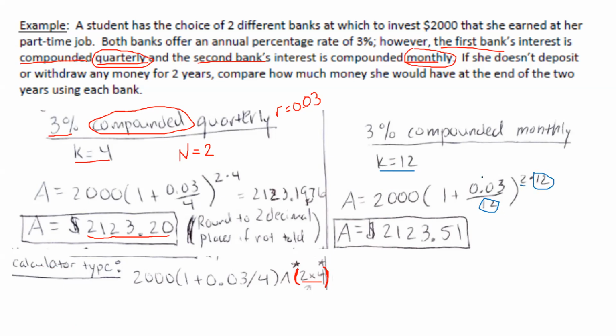Now, N is still 2. We're still talking about 2 years. That's never changed. We also are still starting with $2,000, right? And now what she ends up with is $2,123.51. If you notice, she got 51 cents more by having the interest monster show up once a month.